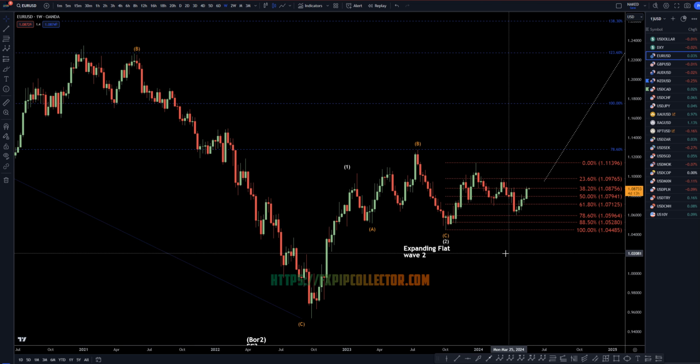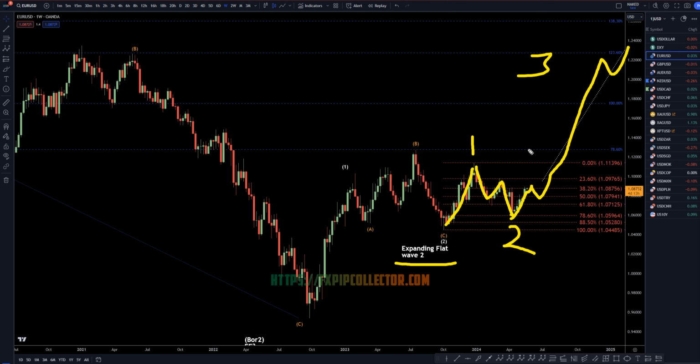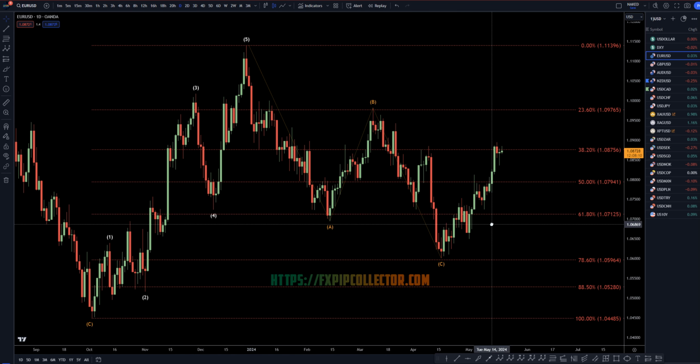Heading down to the weekly time frame, definitely still looking at this as an expanding flat wave 2. That would make this right here a wave 1. I think that would make this right here a wave 2. Then this right here should be in the very early stages of a wave 3 of an expanding flat, or a wave 3 of a running flat, just like I was explaining on the monthly time frame.